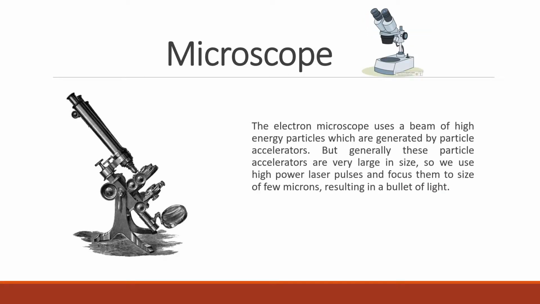The electron microscope uses a beam of high energy particles which are generated by particle accelerators. But generally these particle accelerators are very large. So instead we use high power laser pulses and focus them down to the size of a few microns, resulting in a bullet of light.